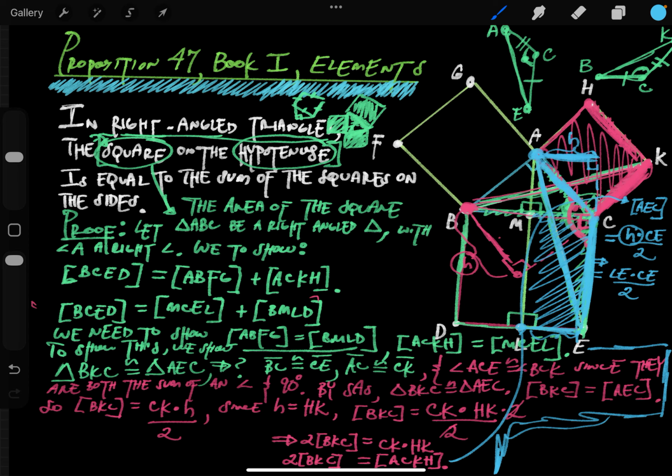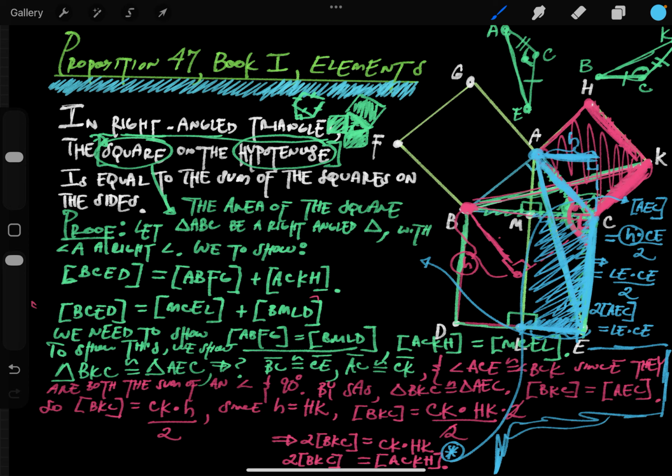Then you multiply by 2 to get 2 times AEC is equal to LE times CE. But again, we should see LE, this length, times this length is the area of this rectangle. So now we have another relationship. So let's label some of our relationships. Let's call this one star. And then now we're going to get another relationship.